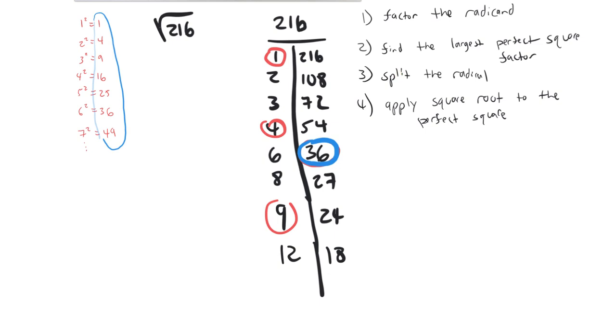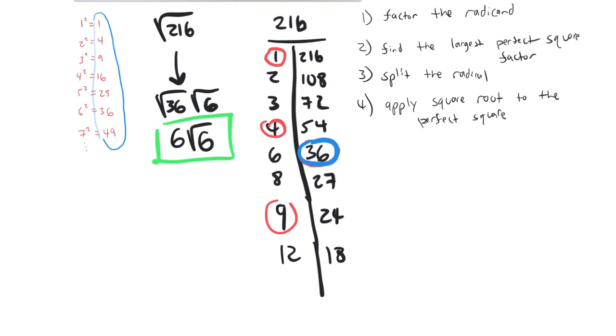So step number 3, split the radical, meaning split this into square root of 36 times, in this case, 6, right? So square root of 36 times 6, that square root of 36 becomes 6, so we have 6 times radical 6, and then we are done, because step number 4 was to apply the square root to the perfect square. Well, that's what we did. Square root of 36 is just 6. All right, so that's how you do those.